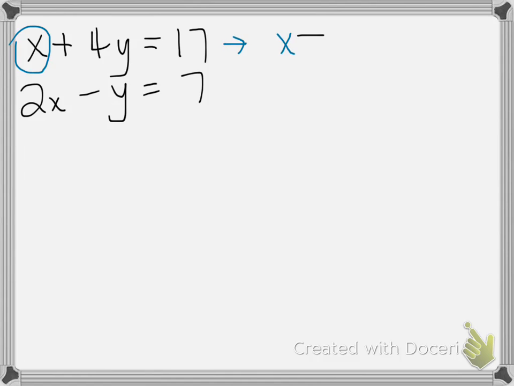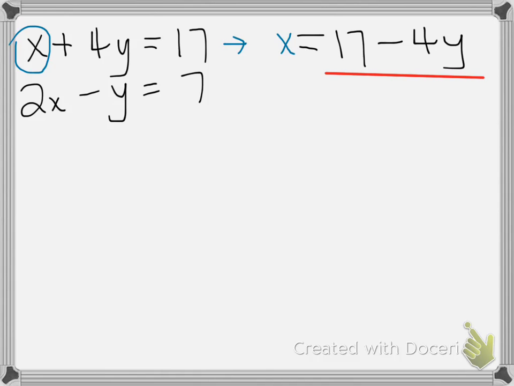And what's it equal to? Well, I know it's equal to 17. And what about this plus 4y? All I have to do is subtract 4y on both sides, and it's moved. So now I have an explicit equation for x. I know exactly what x is all about.